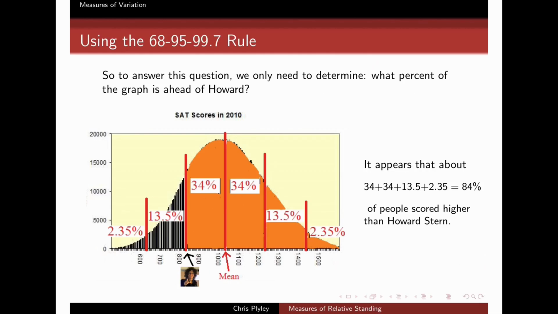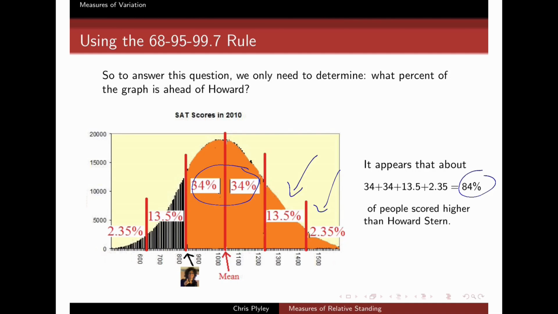Well, all I need to do is sum up all the portions of my graph that are actually above Howard Stern's score. In this case, the empirical rule tells me that this is 68% right here, this portion is 13.5, that's half of the way to adding up to 95%, and this portion here is 2.35. So if I sum all of these values up, I get an estimate that about 84% of people probably scored higher than Howard Stern.